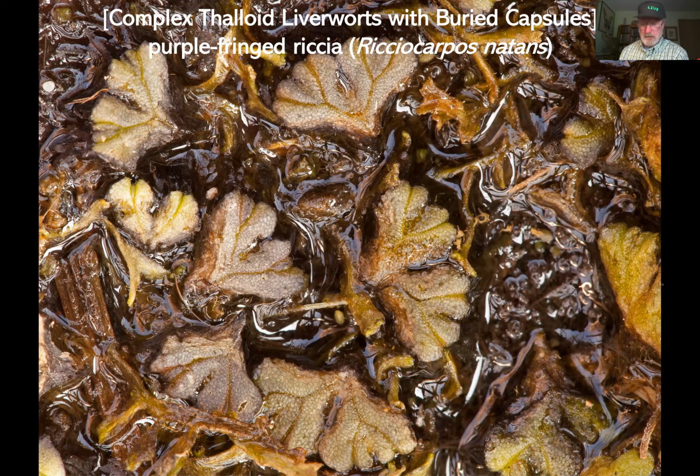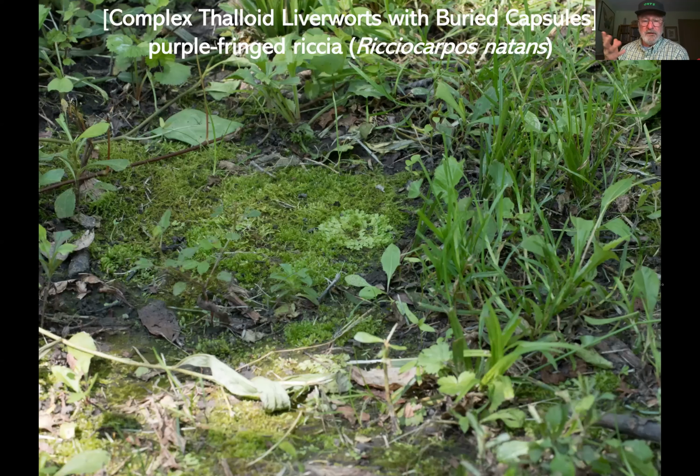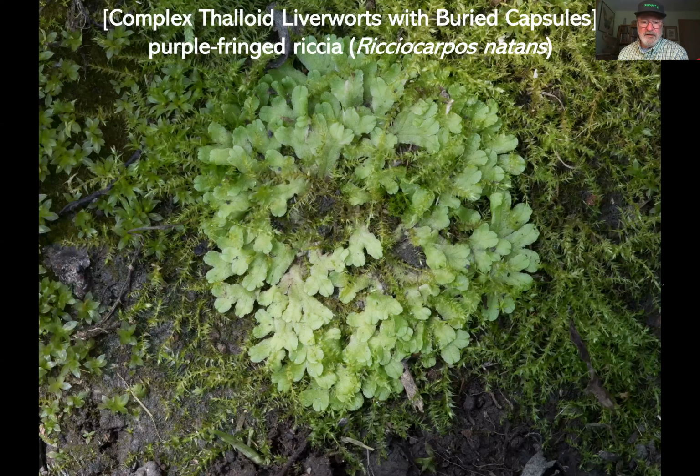Here's a picture of it. Ricciocarpos natans, like its cousin, I don't know, Riccia, often also grows stranded at the margins of ponds, especially late in the summer. And here's Ricciocarpos natans stranded. Here's a close-up of it, stranded. Takes on a little more thin, a little more branched form.